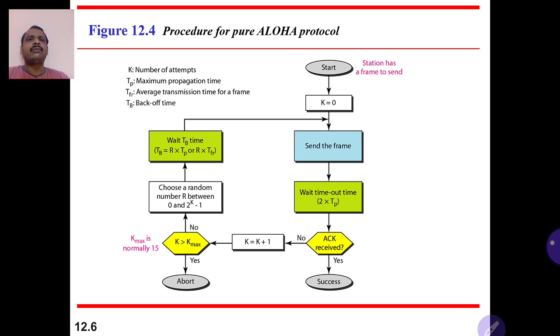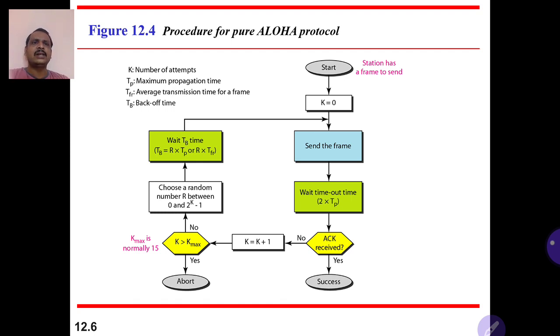Here, every station must obey this procedure. What does this procedure tell us? For the first iteration, make a variable k equal to 0 initially, then send the frame. After sending the frame, wait for the timeout time. This is an acknowledgement-based method. Every transmission is based on acknowledgement.